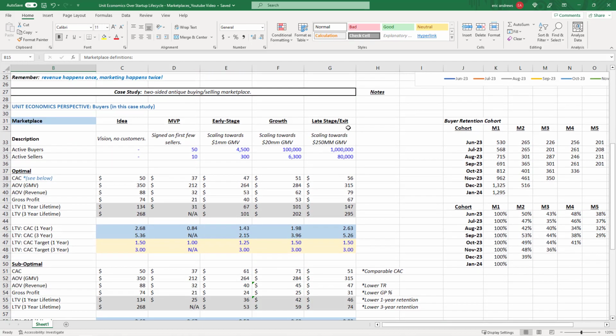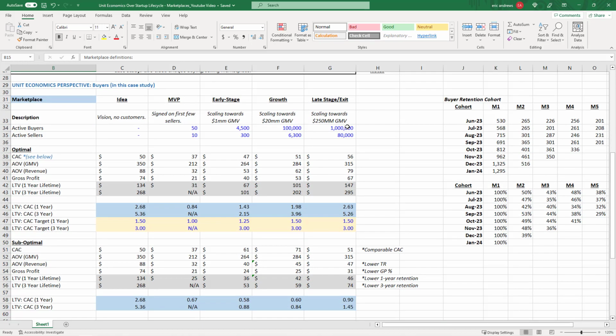Then we're going to dive into a case study, and we're going to look at the same marketplace startup but in two parallel realities. In one reality, it's doing well. We're going to track it from the idea phase, MVP, early stage growth, and late stage, and an exit, and how the unit economics evolve over time with some benchmarks, so that if you're working on a marketplace, you can also benchmark your performance.